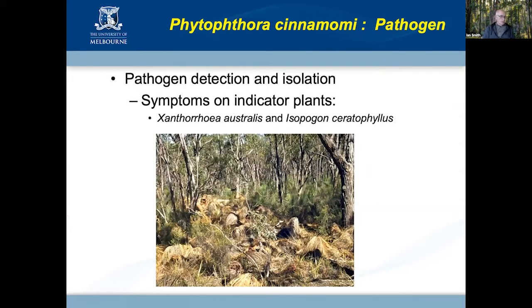Sometimes in native forests, we can actually use what we call indicator plants, where you get these sort of massive deaths. It's a good indication of the fact that the Phytophthora is present. And grass trees, Xanthorrhoea australis, and another small plant called Isopogon pteridophyllus, if they're dying in a site, they are a good indicator of the presence of the pathogen.